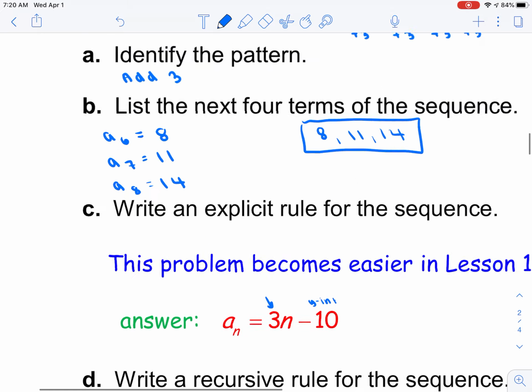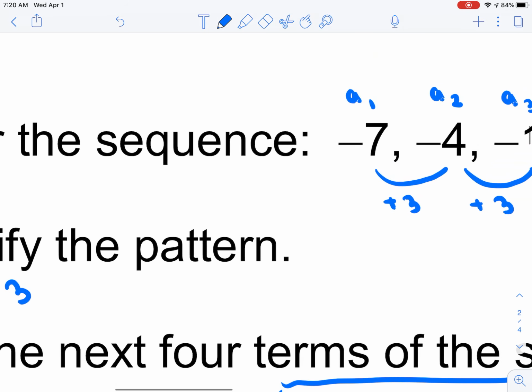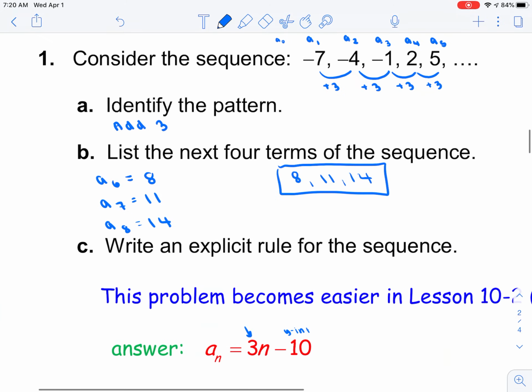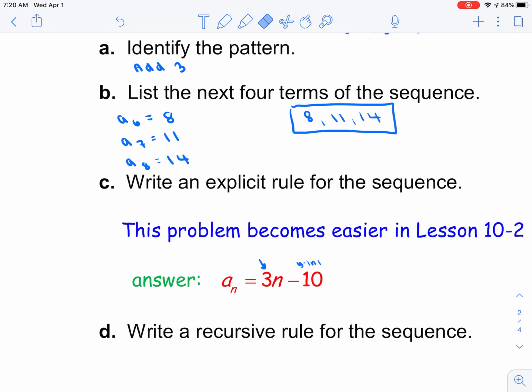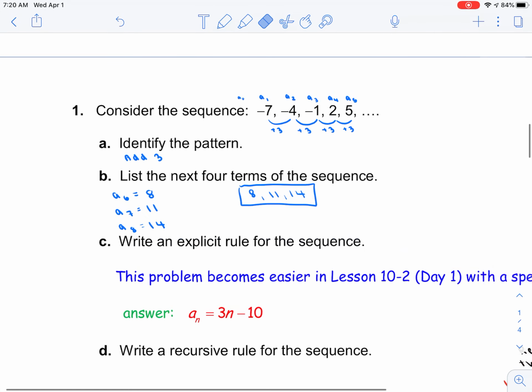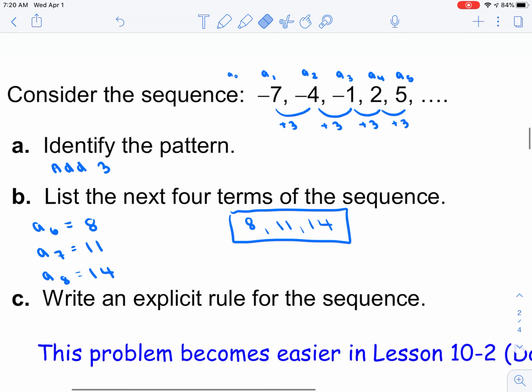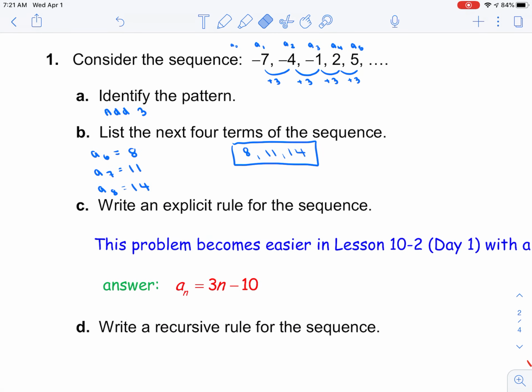And I just want you to think about how if this was the first term and I said find the 0 term, notice that if I subtracted 3 and went the other way, I would get -10. So just kind of something for you to note, that we're basically creating a linear equation because we have this constant rate of change of adding 3 to each term. So that's something we'll get into later.